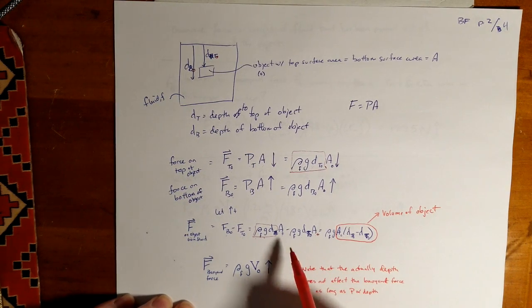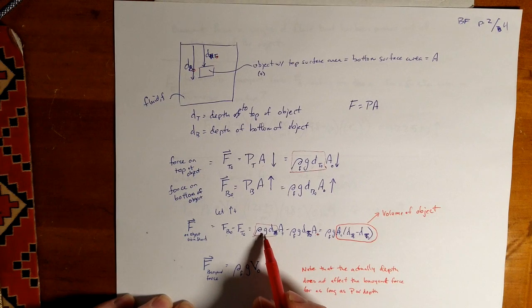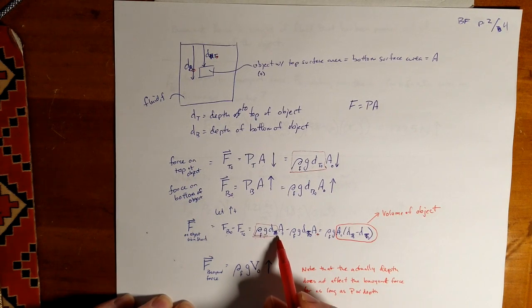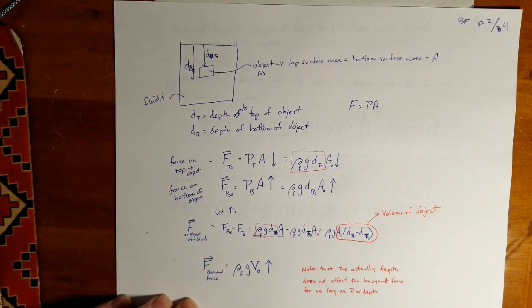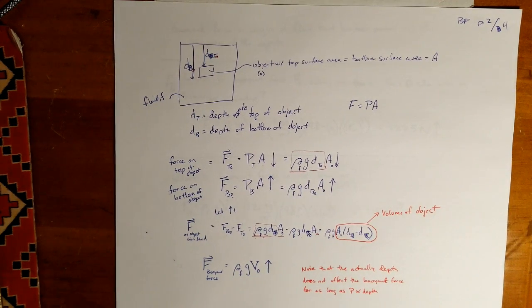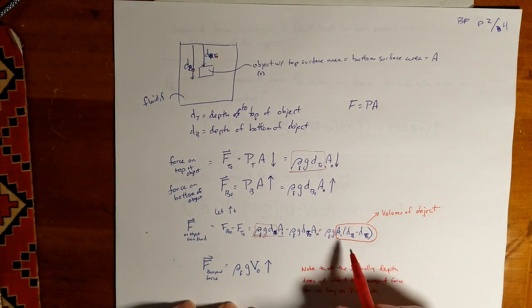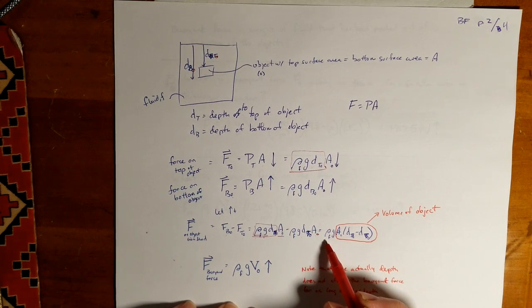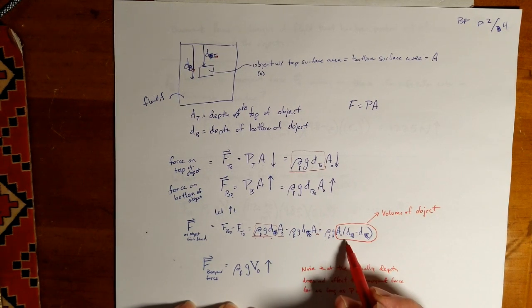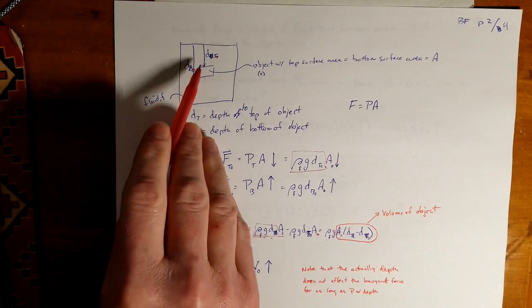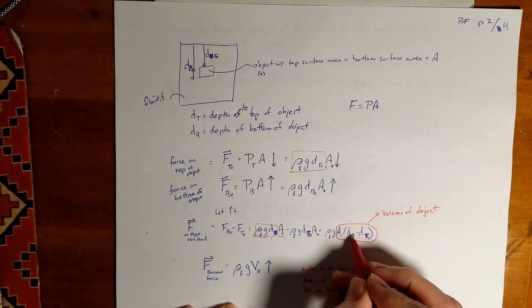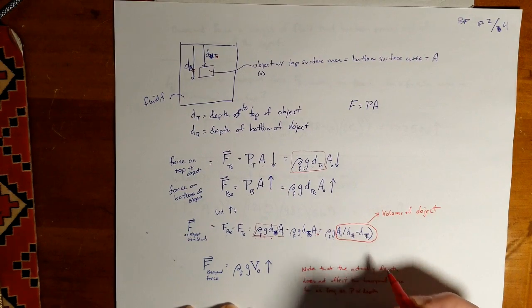I've got some common factors here: the density of the fluid, the acceleration due to gravity, and the area. I am assuming some symmetry here, that the top area and the bottom area are the same. If it's an irregularly shaped object, it just requires more sophisticated math, but you still come out to the same answer. If I factor those out, what I'm left with is the density of the fluid times the acceleration due to gravity times the surface area of the top and bottom of the object times the depth of the bottom minus the depth of the top.